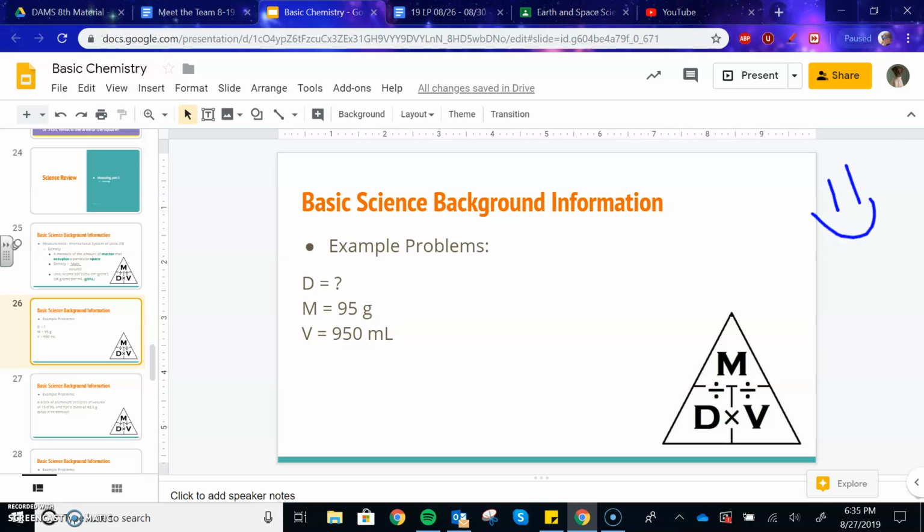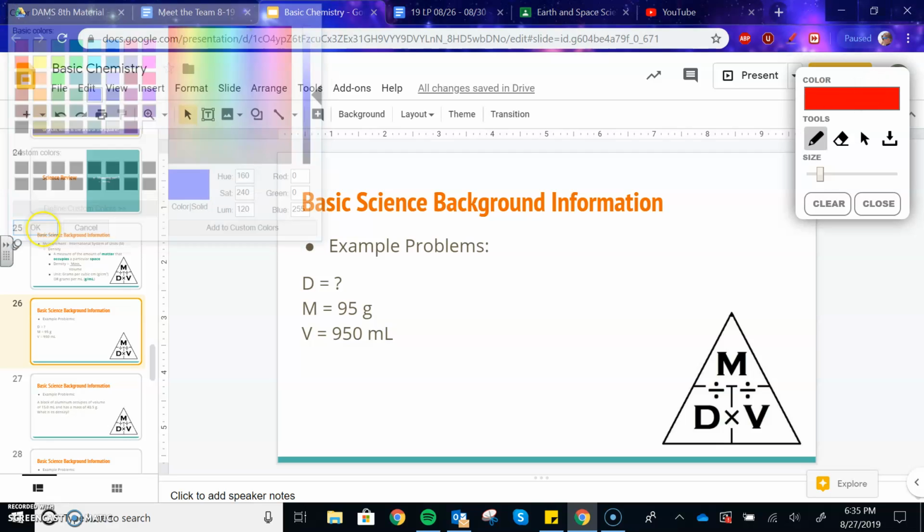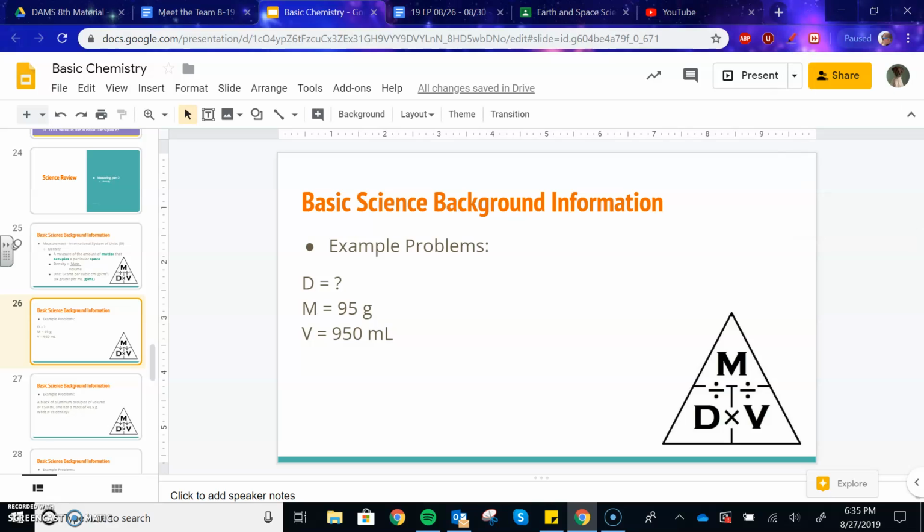Example problem. Here's this triangle. What you need to understand, most of you, is that density equals mass divided by volume. That's it. It's right here. Density equals mass divided by volume. Okay? Nothing too complicated yet. Okay, back at it. So mass divided by volume. So let's write that up here so we have it again.